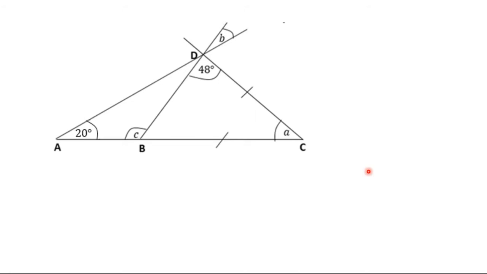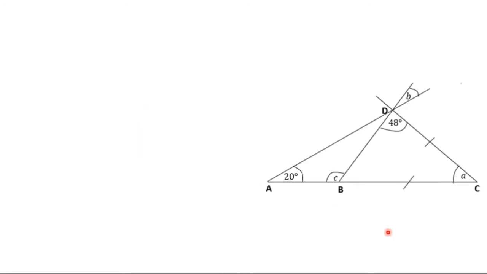We have this diagram here, and we are being told to find the letters. So we are finding A, B, and C. Now let's go. Look at this diagram very carefully. What can you see? Straight away, I can see that triangle BDC is an isosceles triangle.